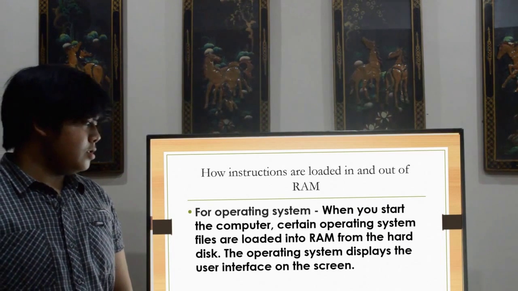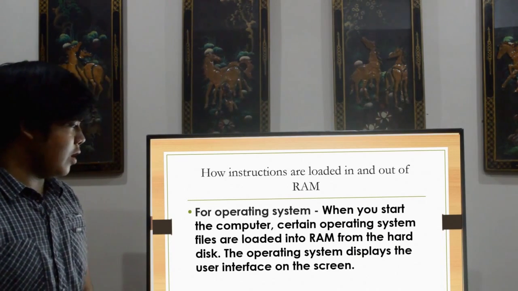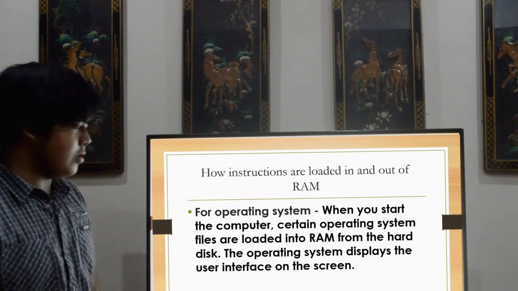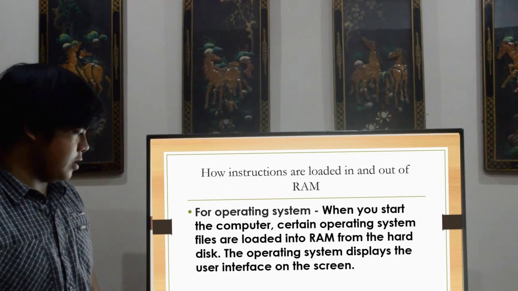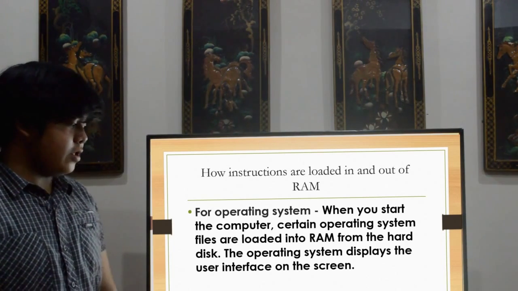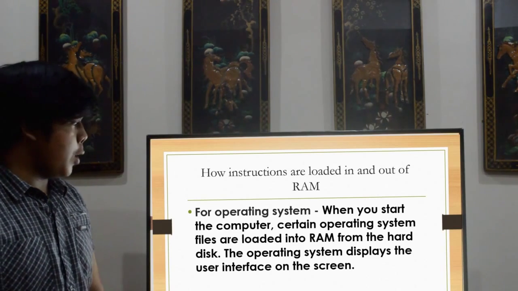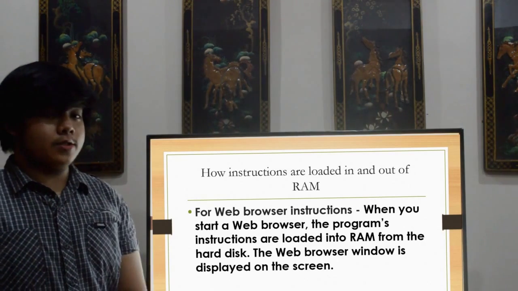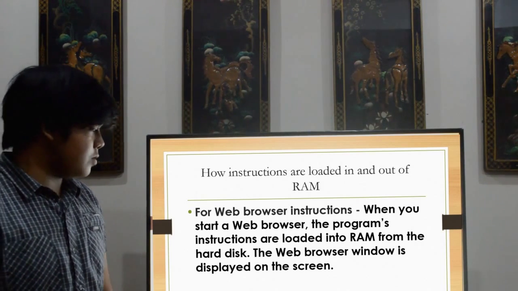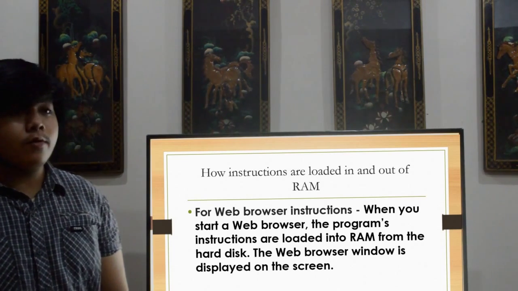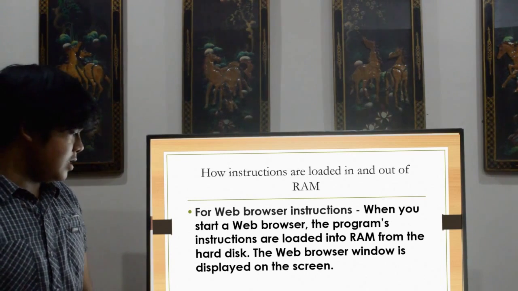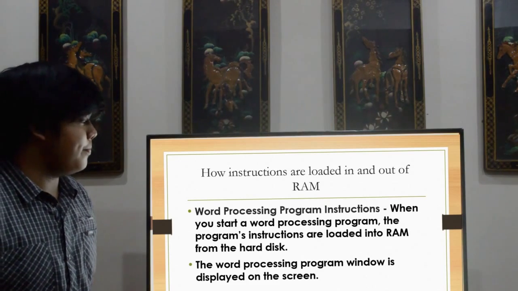All instructions are loaded in and out of RAM. For the operating system, when you start the computer, certain operating system files are loaded into RAM from the hard disk. The operating system displays the user interface on the screen. For web browser instructions, when you start a web browser, the program's instructions are loaded into RAM from the hard disk. The web browser window is displayed on the screen.